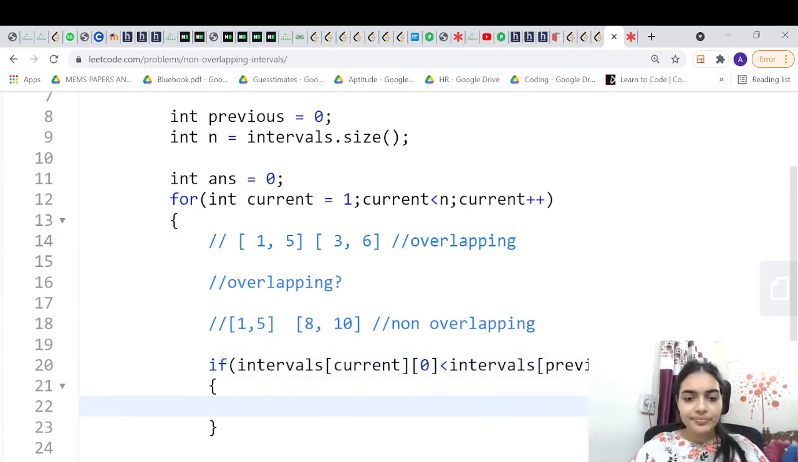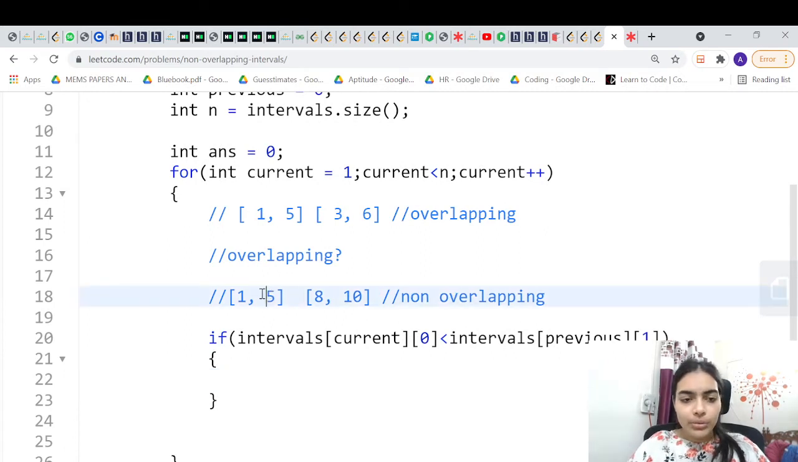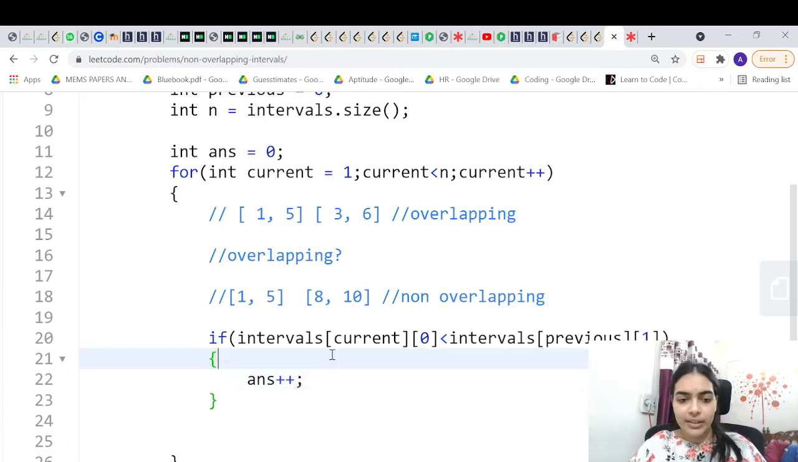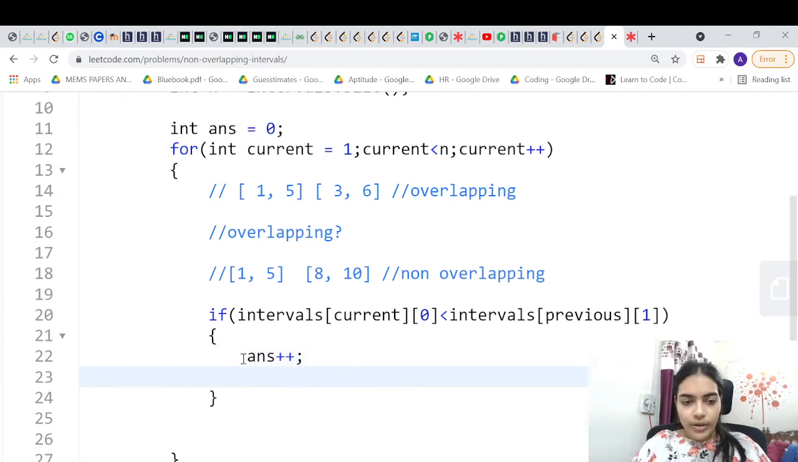In this case you will have to delete, right? You will have to delete. So you are just incrementing your answer because you will have to make a deletion, right? Because they are overlapping means you have to delete them, right? You have no other choice. Okay, so you are incrementing your answer.